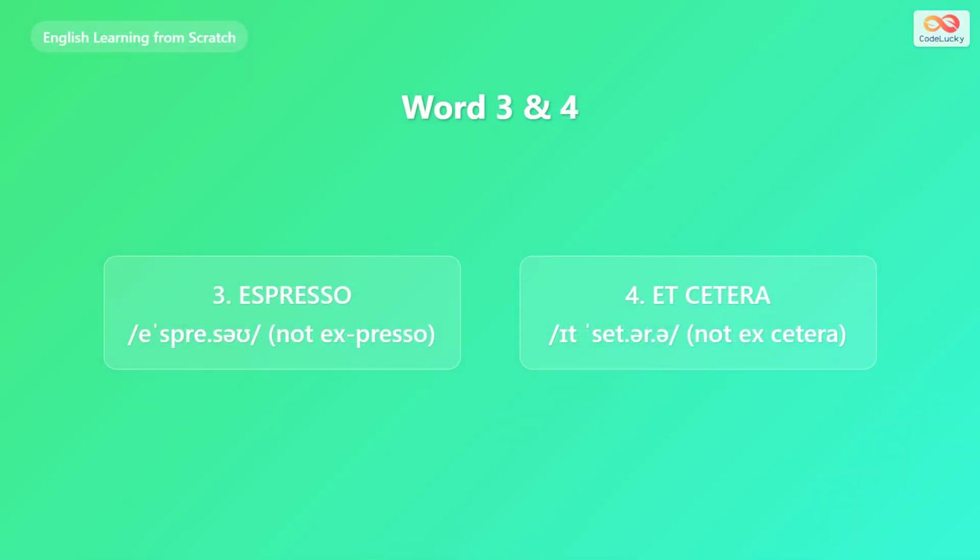Now for words 3 and 4. Word 3 is espresso. This is an Italian coffee drink. The correct pronunciation is espresso. Do not say ex-presso with an X sound. Word 4 is etc., meaning and so on. Pronounce it as et cetera. The first part starts with a short E sound.